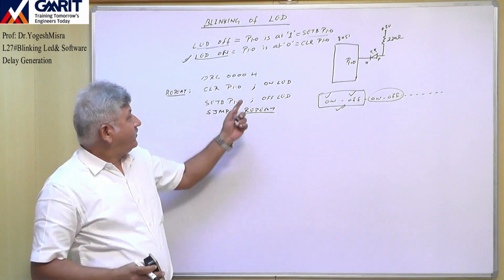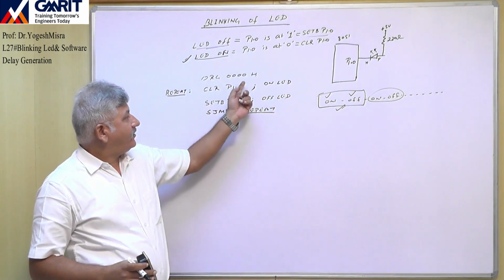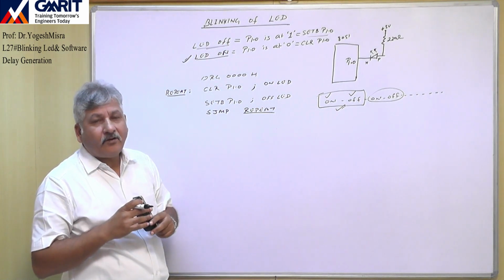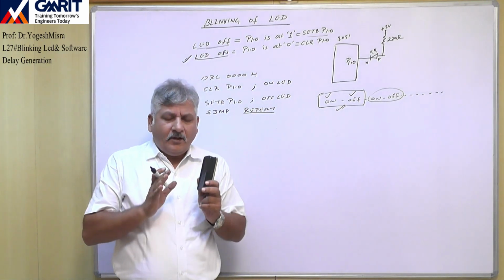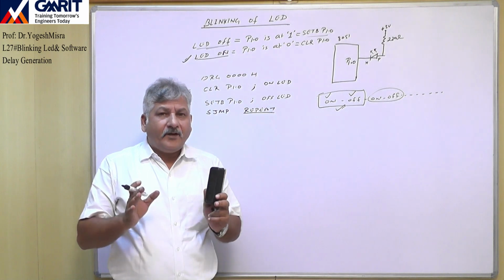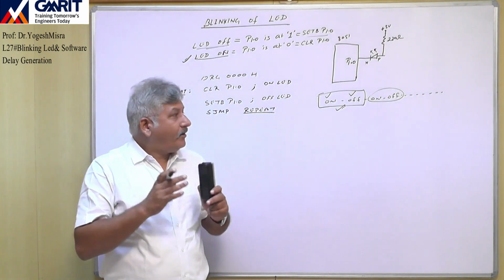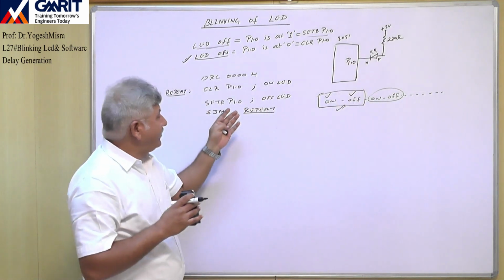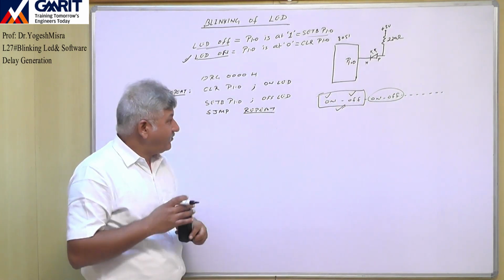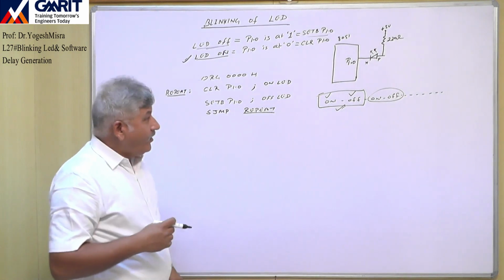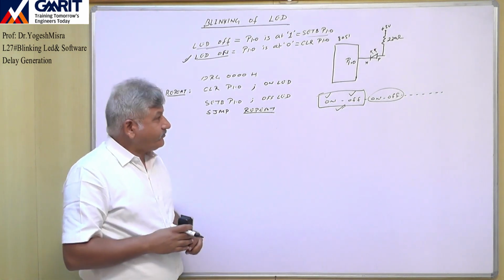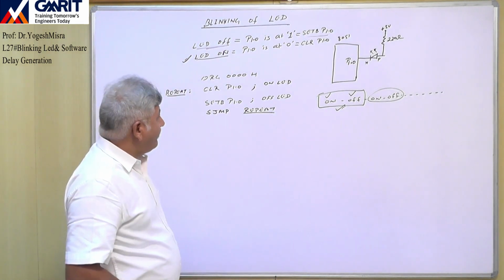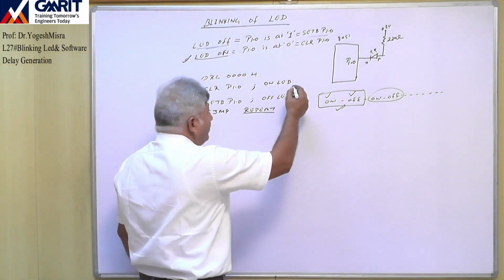So these three instructions will be continuously executed by the microcontroller. If your controller is on, then continuously these three instructions will be executed as long as our controller is on. Now in this program, the LED will go on and off, but there is one problem. What is the problem?